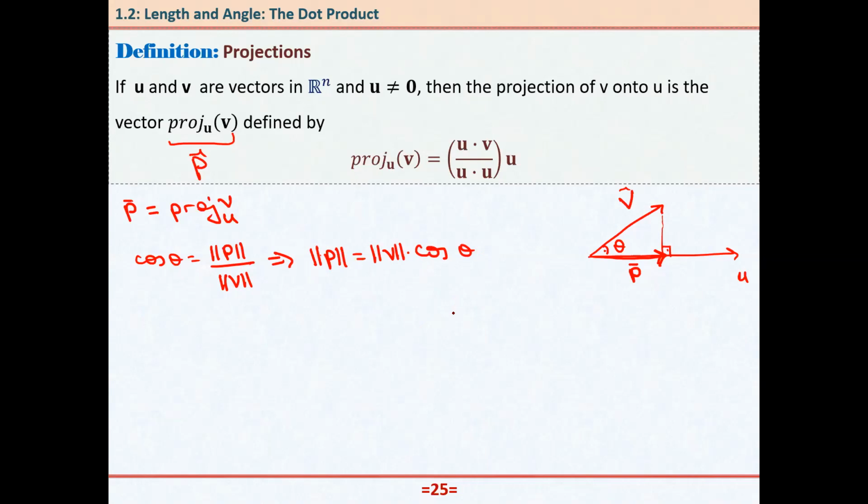Now, another thing: okay, I have the norm of V here. How about this cosine of theta? Let me just continue here. Equals, let me just write here, equals, okay, let me rewrite.